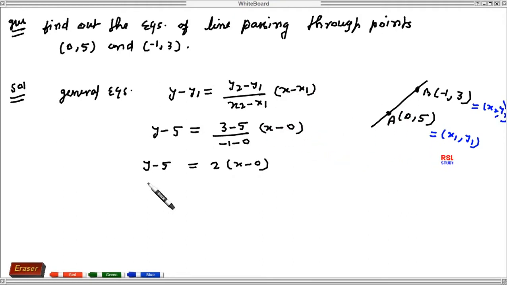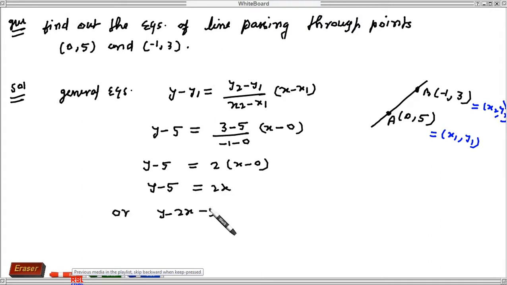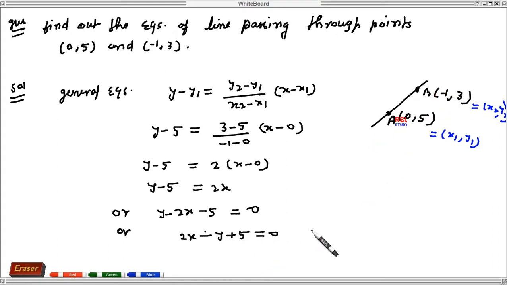I mean to tell you that we put all the values of x1, y1, x2, y2 in the given equation. So after putting the values and solving it, we got the equation y minus 2x minus 5 equal to 0. So that is the equation of a line passing through the points A and B, whose coordinates are given. So this is the equation of the line, and this is the answer.